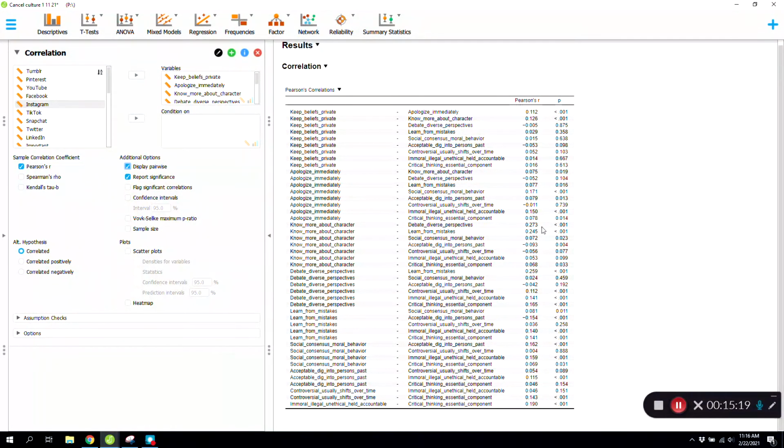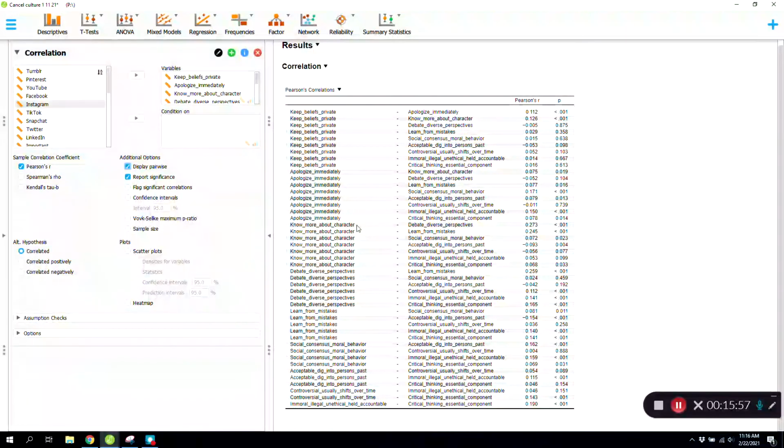And then what would be second? Well, I see a 2.2. Here's a 0.259. Okay, so in this one, we've got a 273. So here, know more about somebody's character and debate diverse perspectives. That would be the top correlated pair because it's highly significant and it holds the highest Pearson's R at 0.273. Okay, so of all the combinations of these 10 items, you would know that people debate diverse perspectives also want to know more about someone's character.